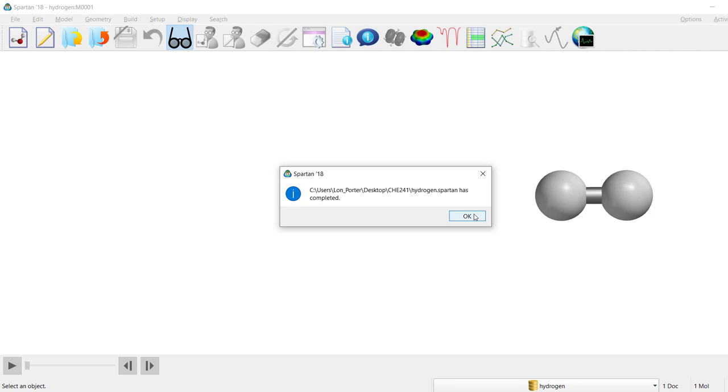Some of these, even at the Hartree-Fock level, if you do much higher sets of orbitals or higher basis sets, can take much longer. In fact, density functional theory and such can take quite a bit of time.